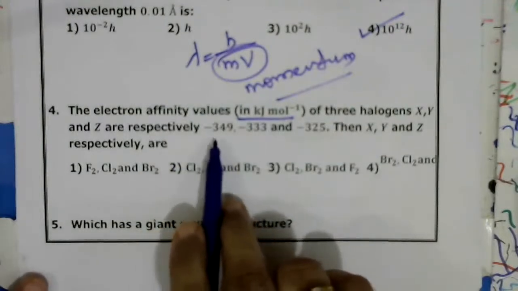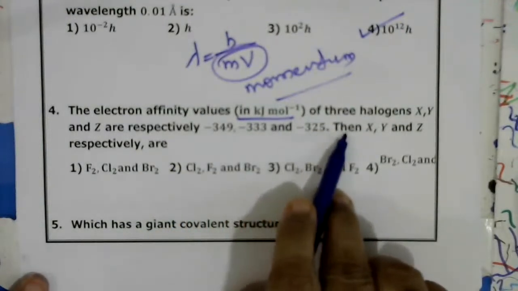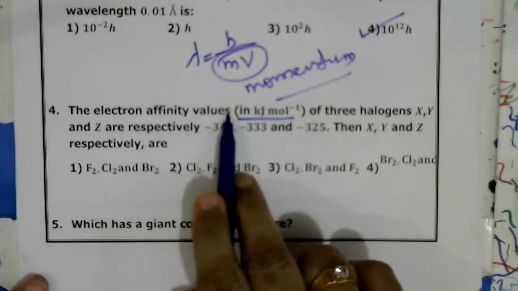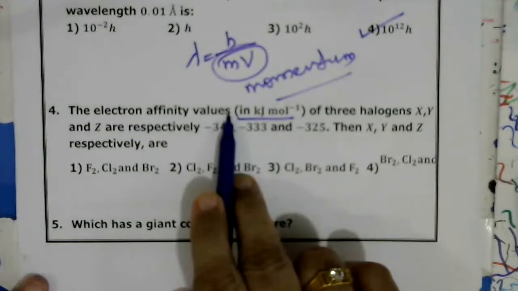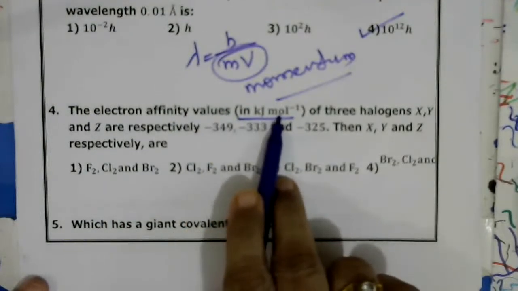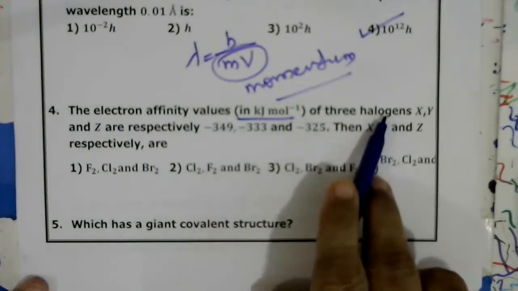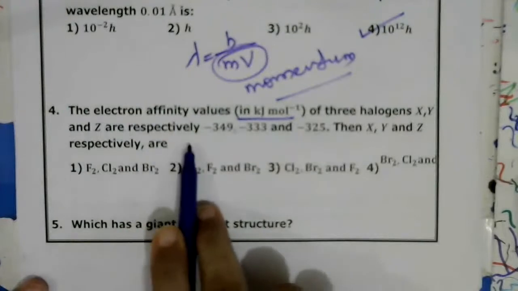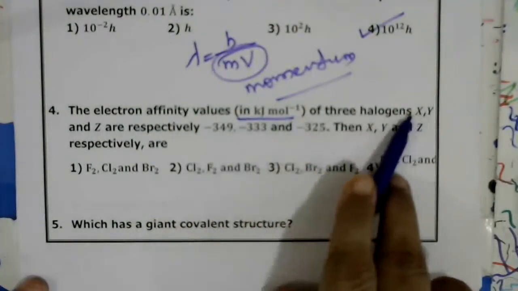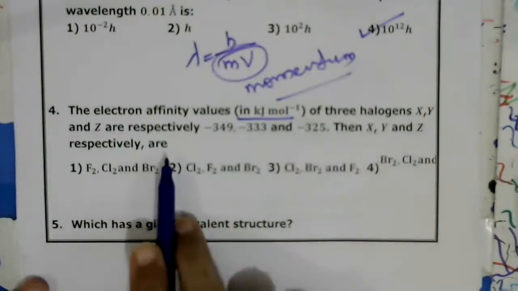Respectively, they have given us minus 349, minus 333, minus 325. Then X, Y and Z. Electron affinity values, okay. They are saying that the electron affinity values, in terms of kilojoule per mole, for the 3 halogens are given here as X, Y and Z. Which are the values they have given here? Minus 349 for X, minus 333 for Y, minus 325 for Z.